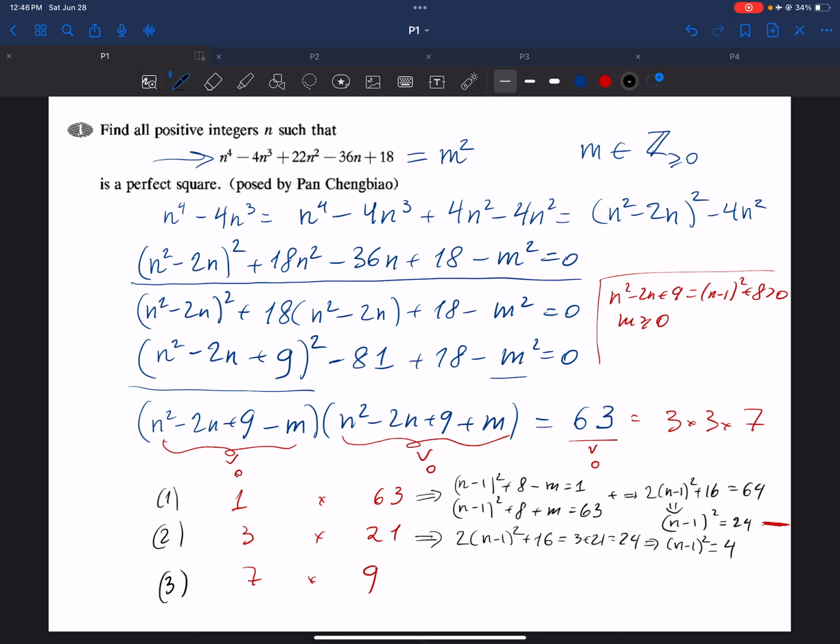So n minus 1 is plus minus 2. But because n is a strictly positive integer, it means that n minus 1 is 2. So there's only one solution. We get n equals 3 in this case.